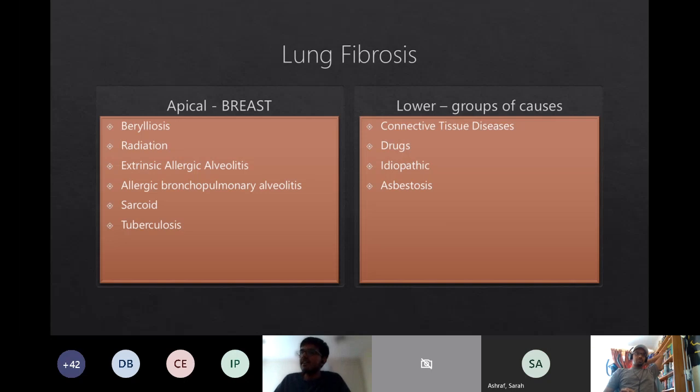A, which is also called hypersensitivity pneumonitis. A is ankylosing spondylitis. What is S? S is sarcoid, yeah, and then T. S is also silicosis. Yeah, and T is TB because TB is important.